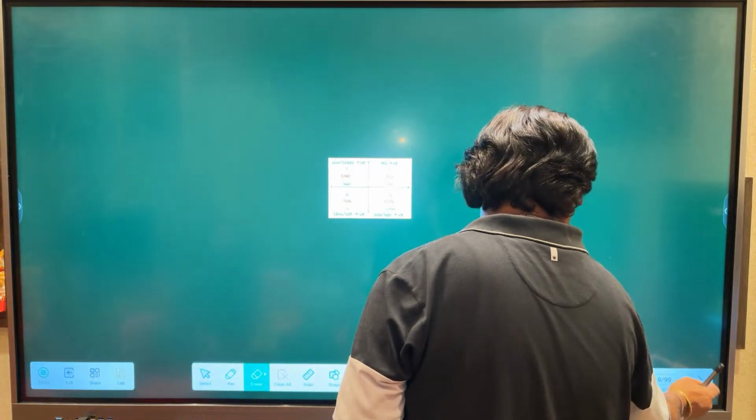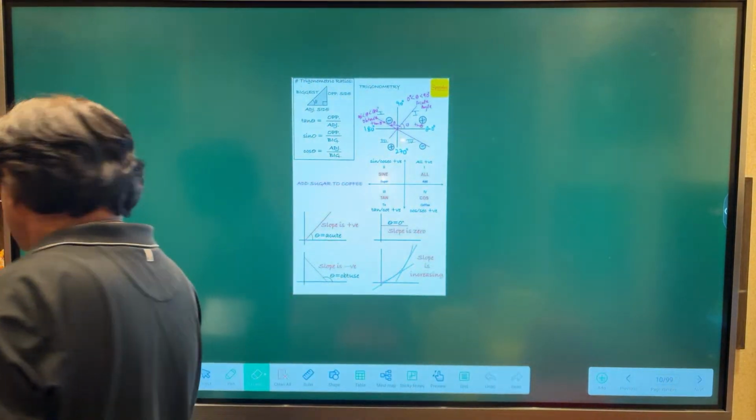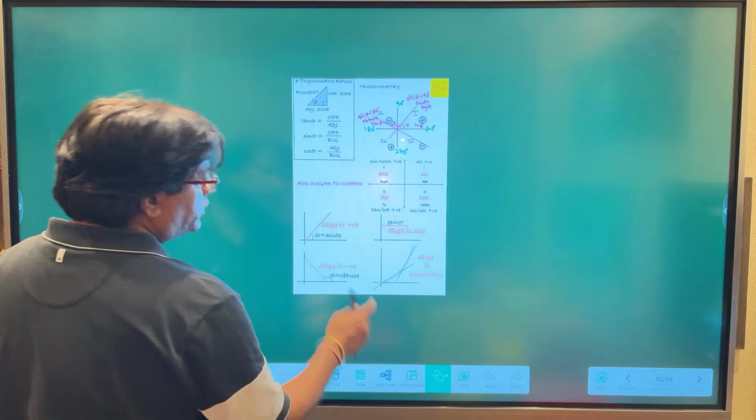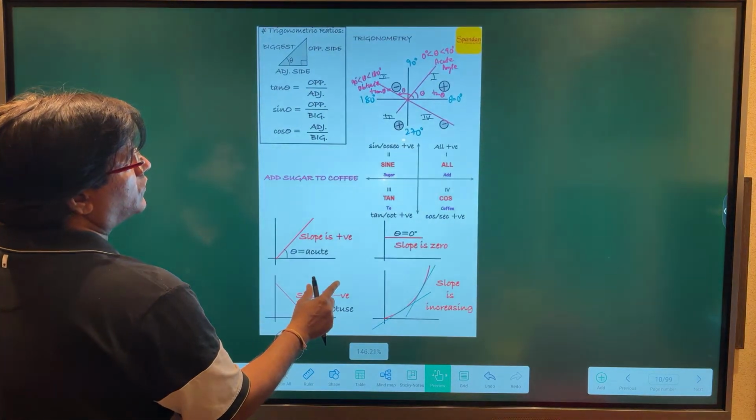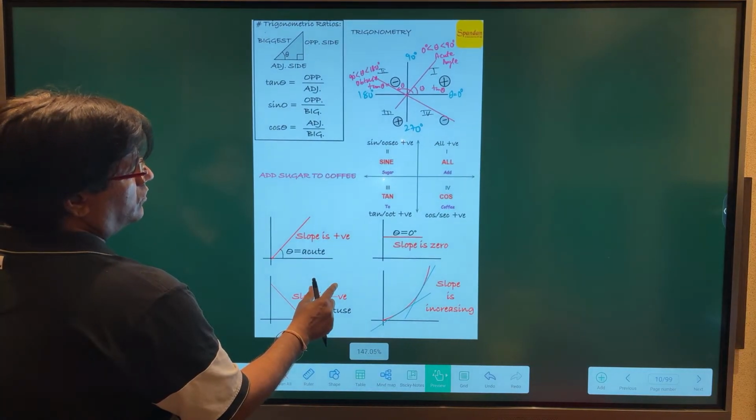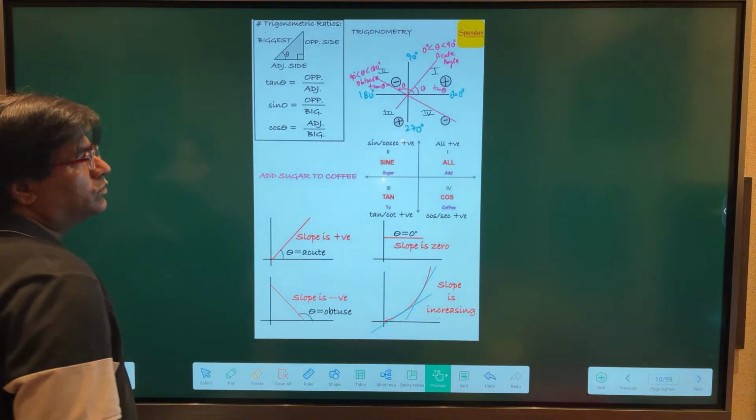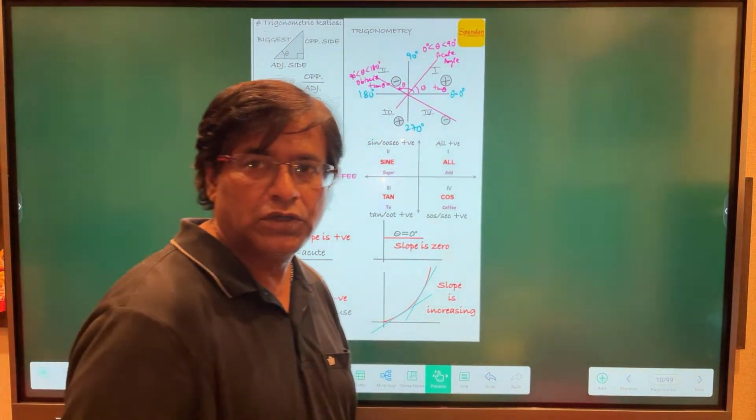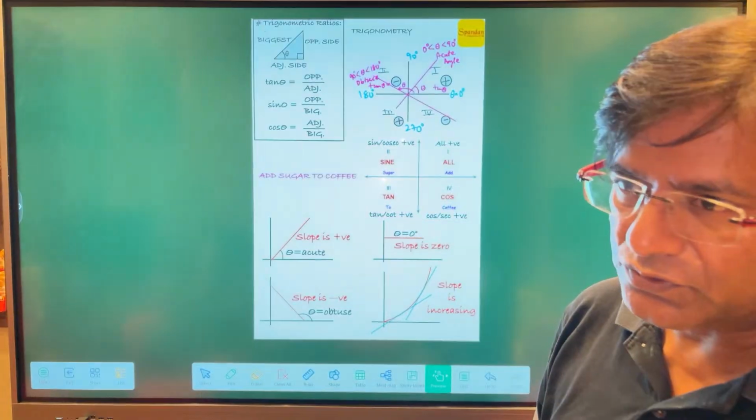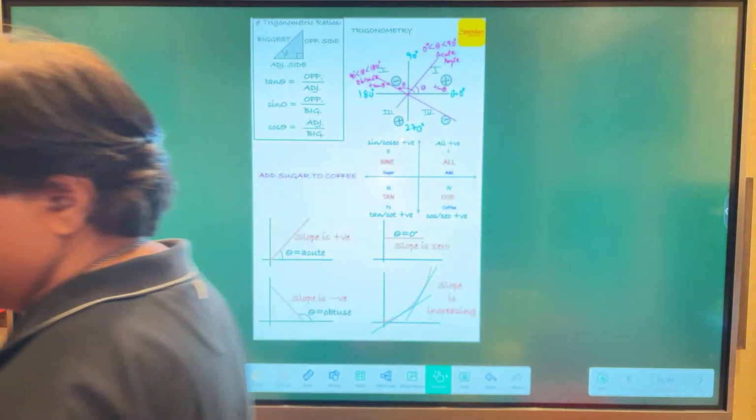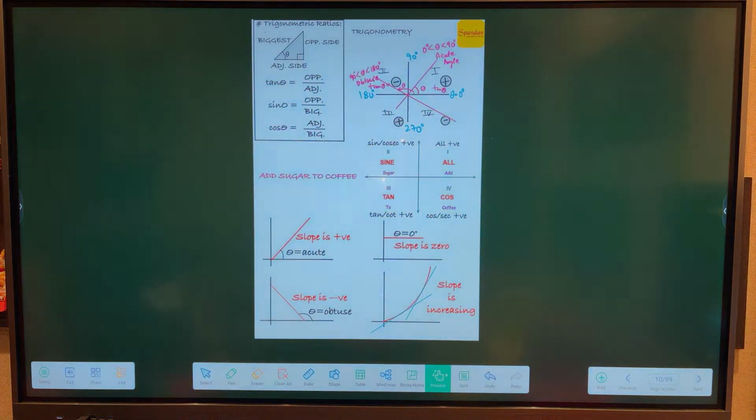Next we will understand some rules related to this. So we will introduce some ratios that are called trigonometric ratios. How many trigonometric ratios have you studied last year? 6 or 3? 6. So there are 6 trigonometric ratios.